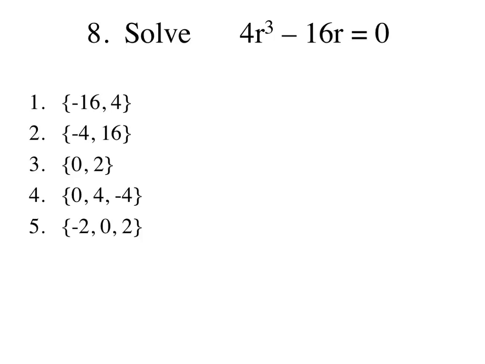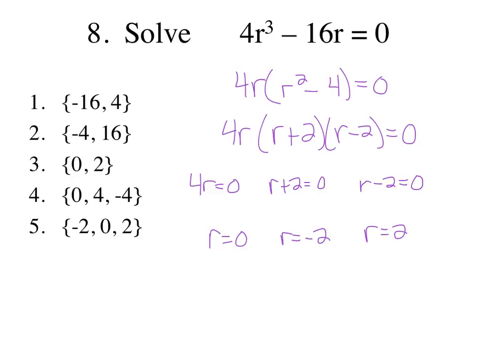Go ahead and pause and try number 8 on your own, and then press play when you're ready to check. So you should have had the GCF and then had r squared minus 4, which is a difference of squares. So we end up with r plus 2 and r minus 2. And we end up with the 3 solutions of 0, 2, and negative 2, which is option 5.